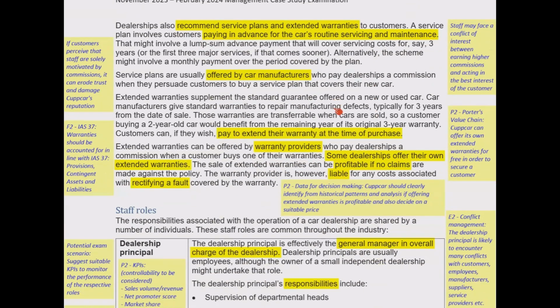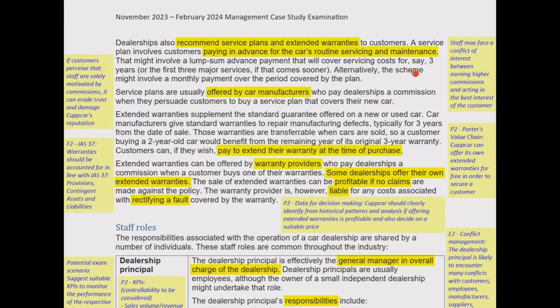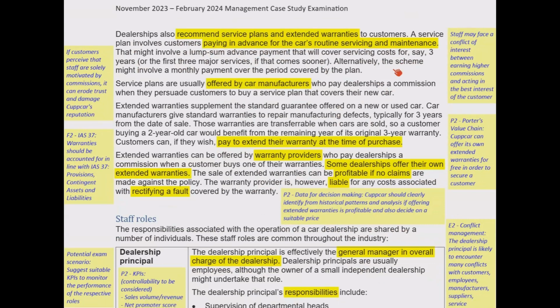It then tells us on the next page a little bit more about this. It's talking about the service plans and extended warranties that dealerships can recommend to the customers. That means the customers pay in advance for servicing or maintenance, which could cover about 3 years. And of course, what that will do is earn the dealership commission.